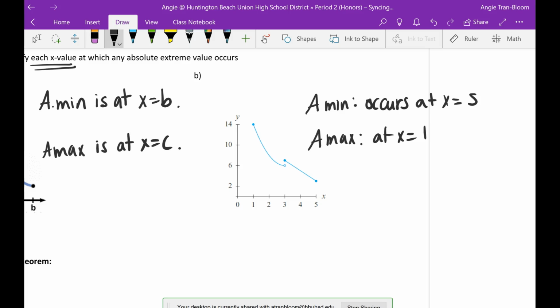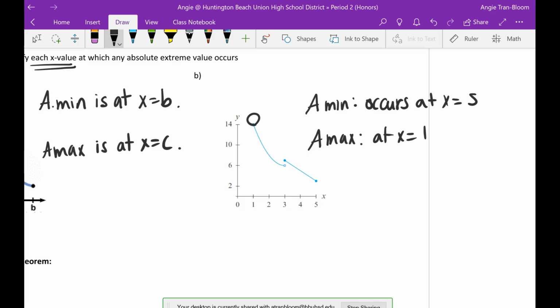Someone asked me this question in first period. I want to bring it up. What if I change this? Don't change it in your notes. Let's verbally talk about it. What if that's open? Would you have an absolute max? Yes, because it says for x less than or equal to.